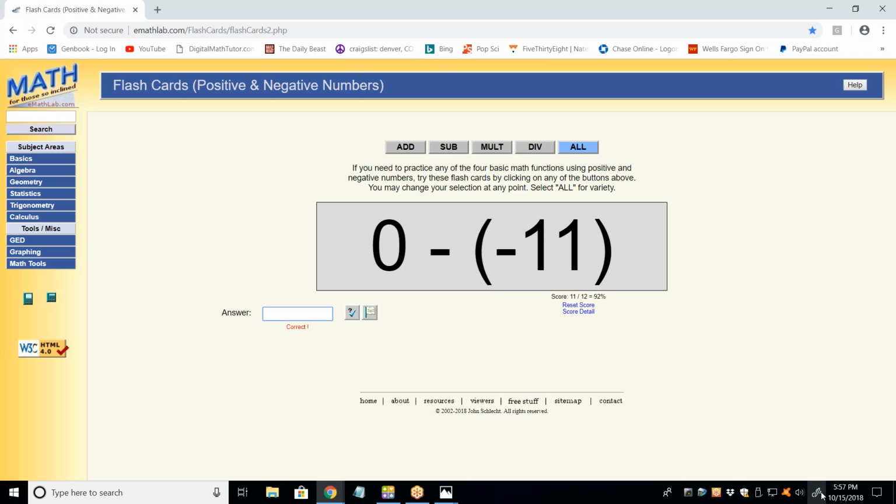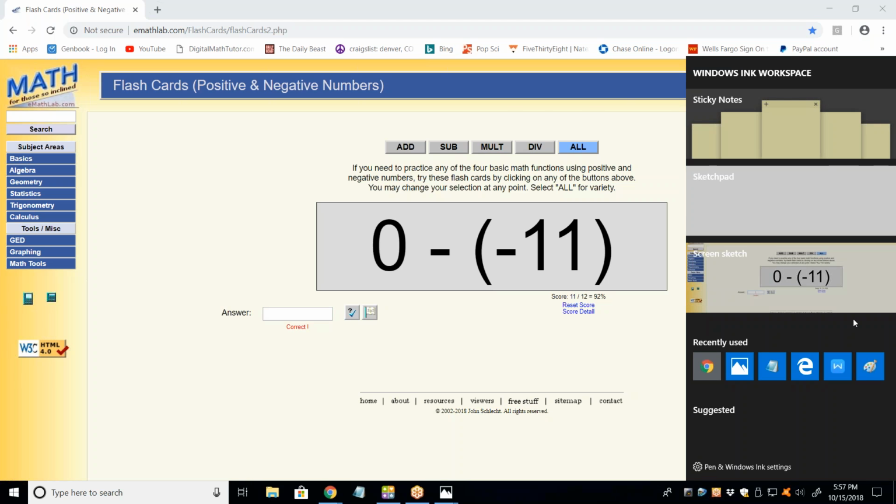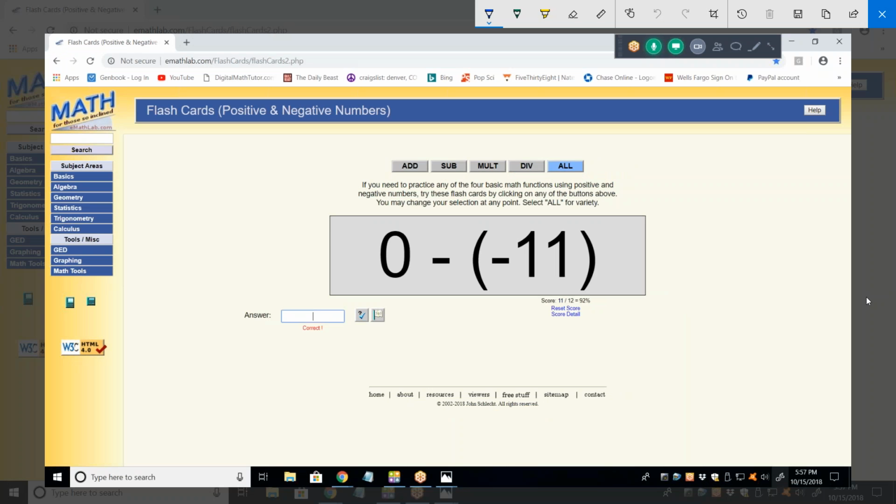No. Here's what you get. You change that to a plus, you have to change that to a plus. So now you have 0 plus, plus 11. When you have two pluses together, what do you do? Forget one of them. In other words, two pluses means one plus. It means the same as that. And what's 0 plus 11? 11. Okay.